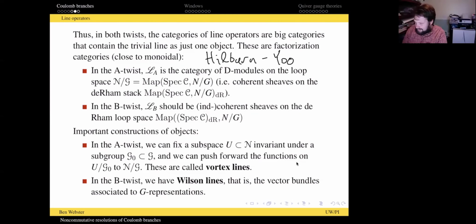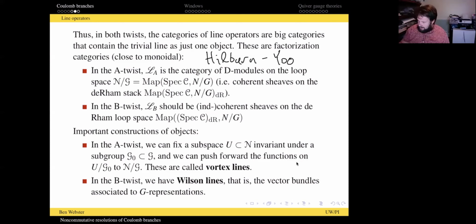It helps. So the category of lines in the A-twist is the category of D-modules on the loop space of N mod G. This is something like: I'm looking at a disk, I'm pulling out this point and thinking about what happens as I extend that infinitely in one direction. And somehow some magic of how the twist behaves means you're just getting D-modules on this loop space.